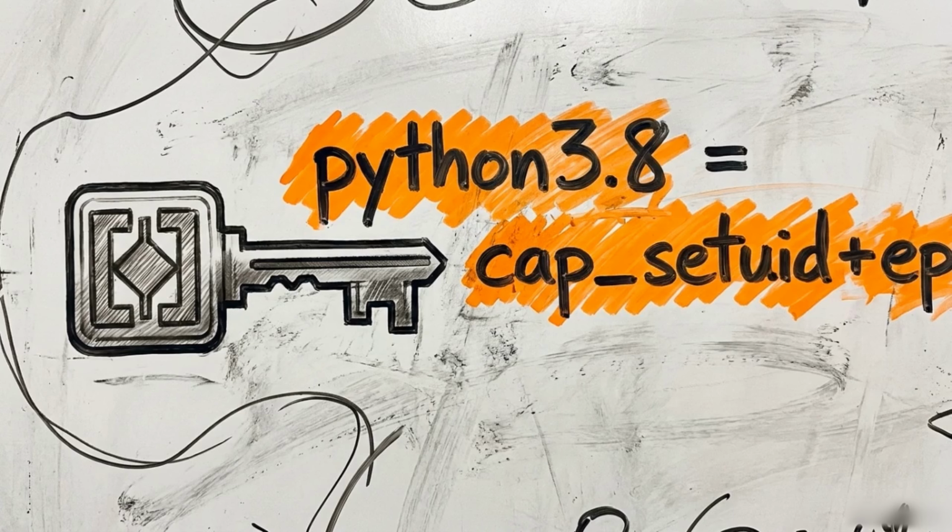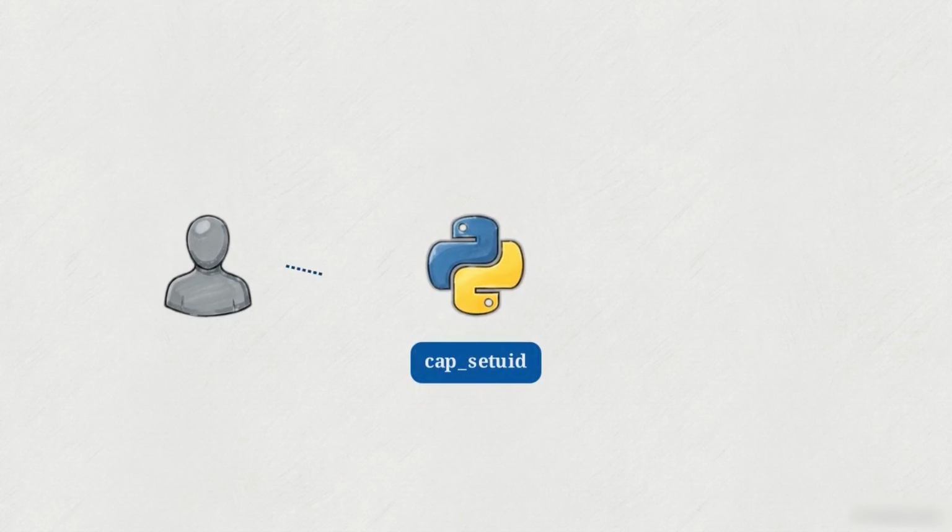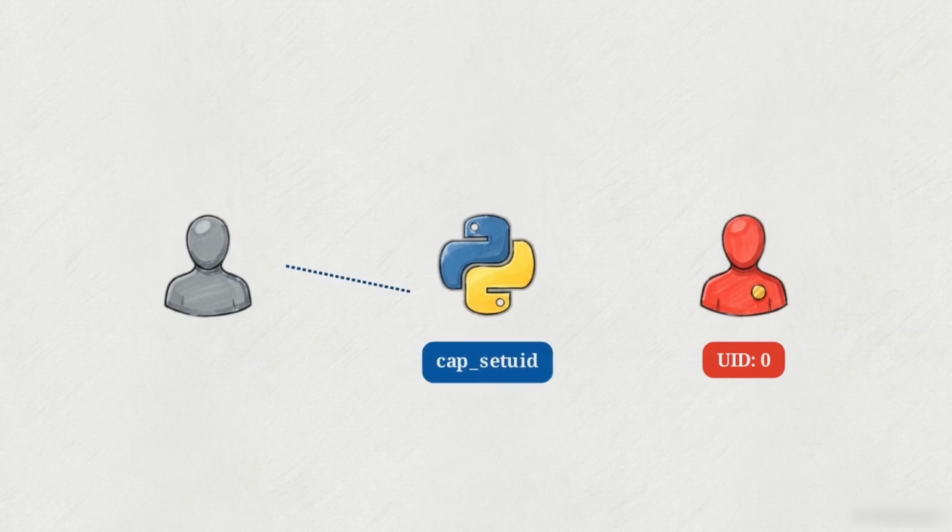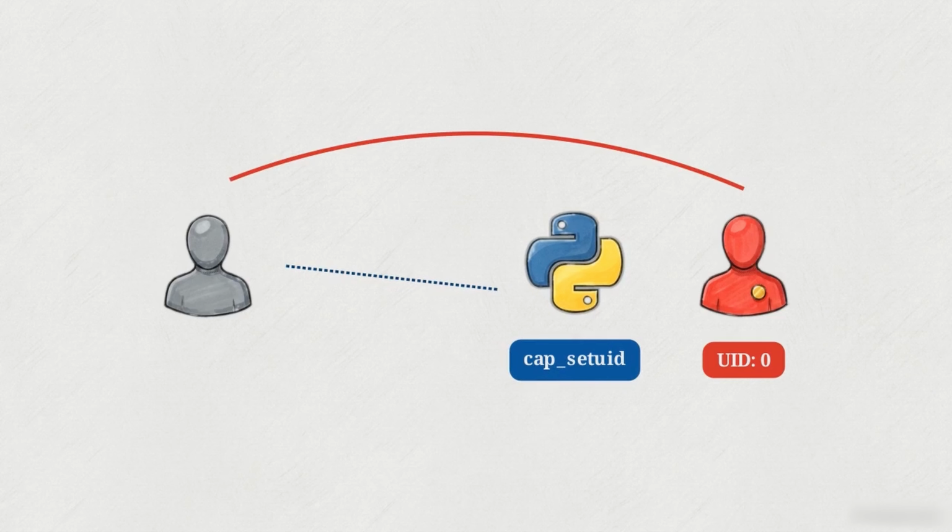Finally, the privilege escalation relied entirely on a misconfigured system setting. Handing out the cap setuid capability to a flexible programming language like Python gave any low-level user a built-in mechanism to become the root administrator.